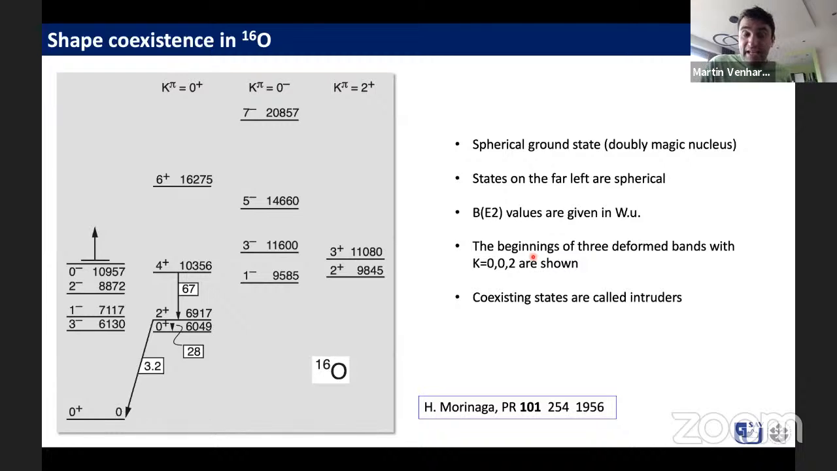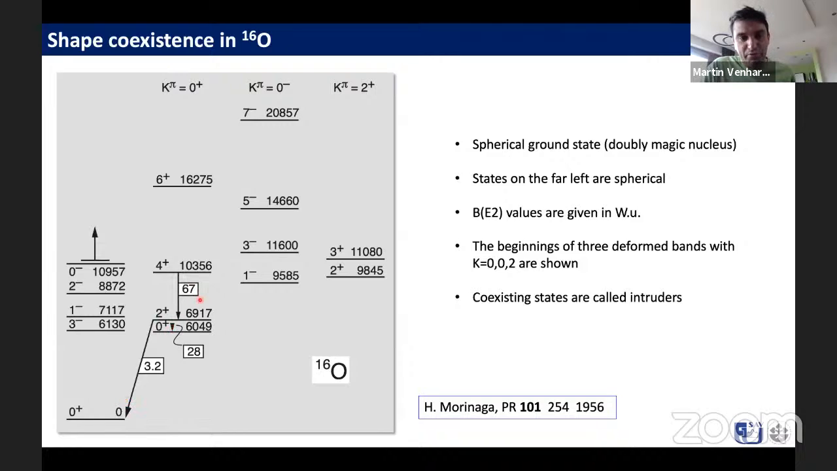Well, okay, we discussed the excited states and the deformation, and the question is, are all the excited states the same? The answer is no. We have the example of oxygen 16, which is spherical in the ground state. It's a doubly magic nucleus. Doubly magic nuclei are, or we believe that they are, spherical in the ground state. However, there are rotational bands seen. And as I said, for a rotational band, you need to have a deformation.